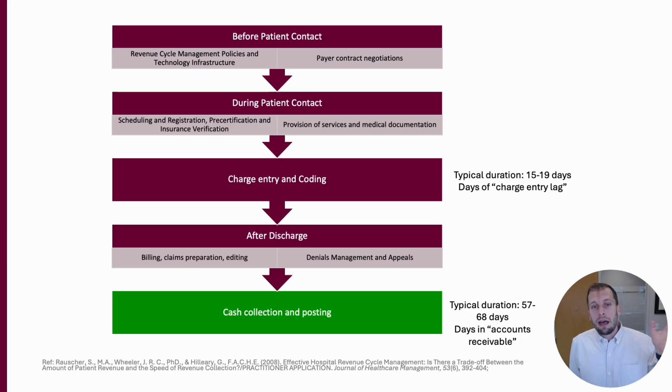Okay, so then we've got this charge entry and coding. This typically takes about 15 to 19 days. Again, it's going to depend on the organization. This is something that AI could potentially help with quite a bit, speeding up this process. But this is what's called our charge entry lag. So it's the difference between once these services are provided and we actually start entering these charges and coding them. And there's a substantial cost associated with that, and it's pretty intuitive.